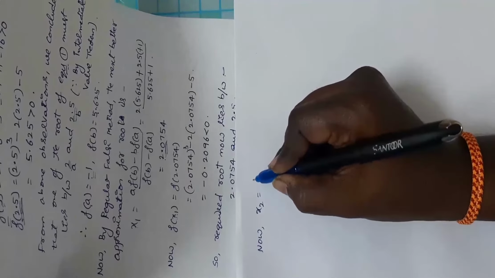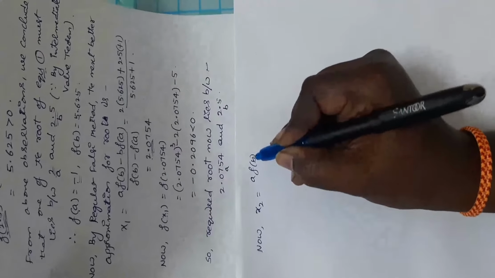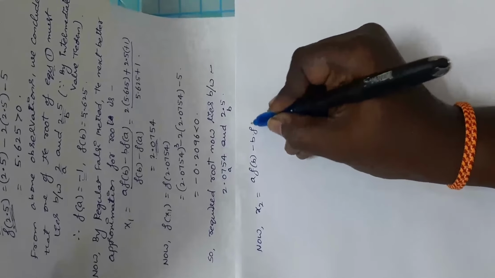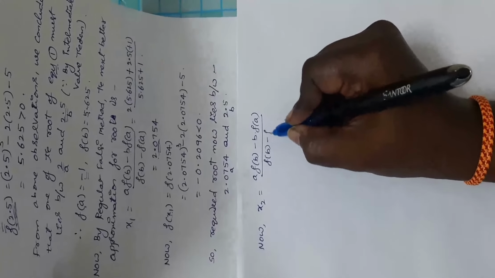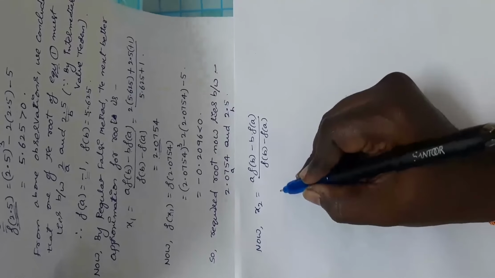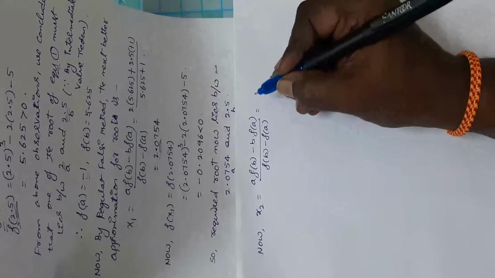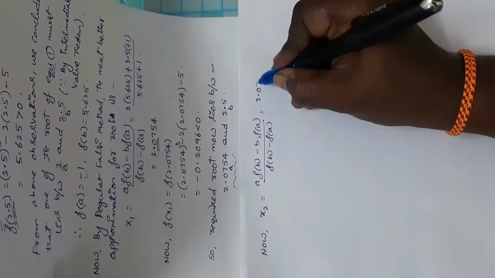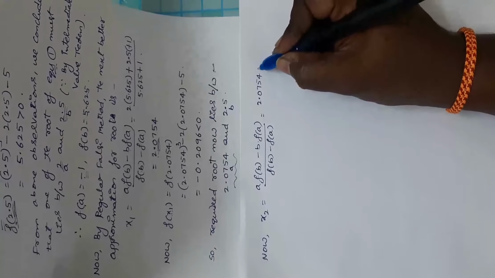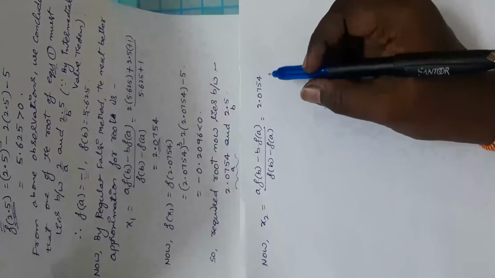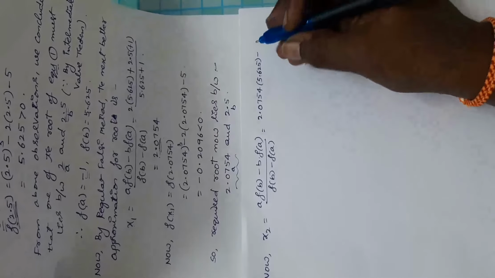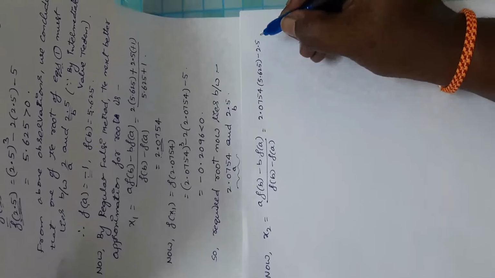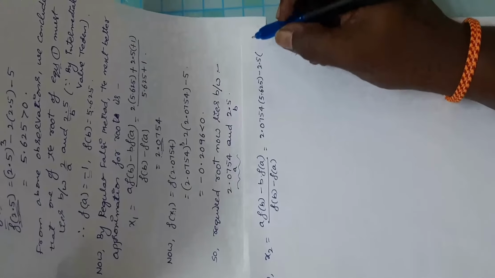The formula for x2 is a into f of b minus b into f of a over f of b minus f of a. Okay, so substitute the values in this formula. What is a here? The recent value is 2.0754 into f of b. What is f of b? 5.625 minus the b value, which is already 2.5, bracket open f of a.